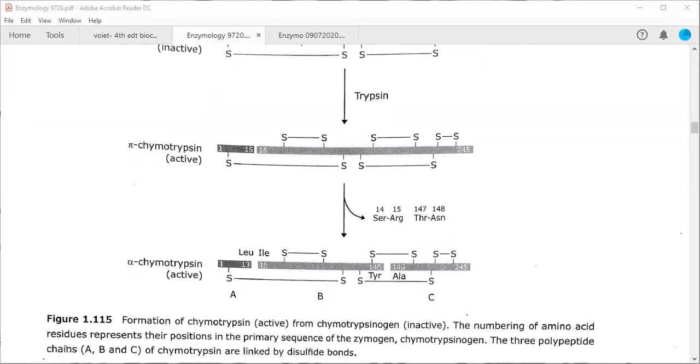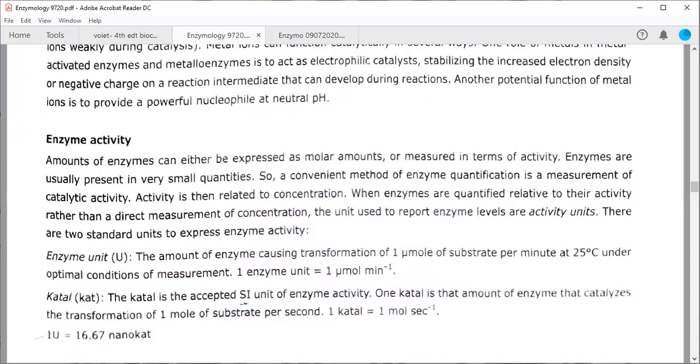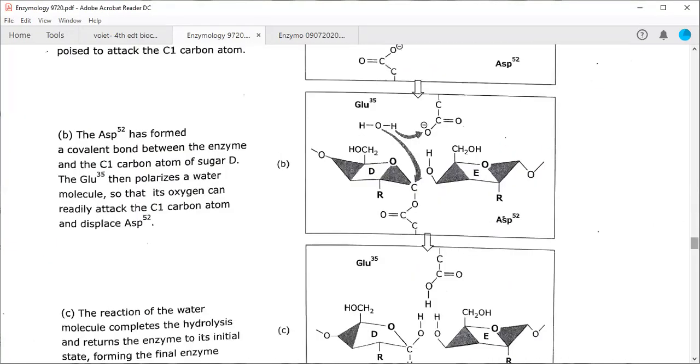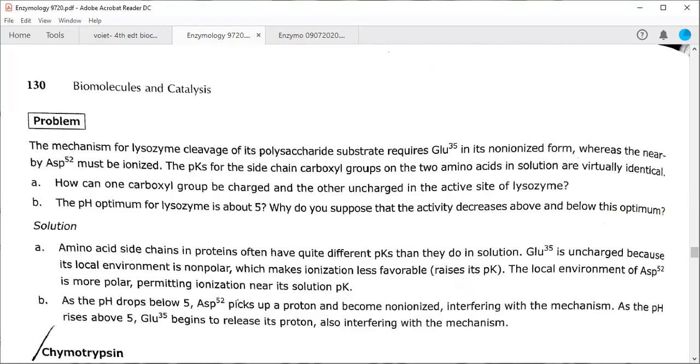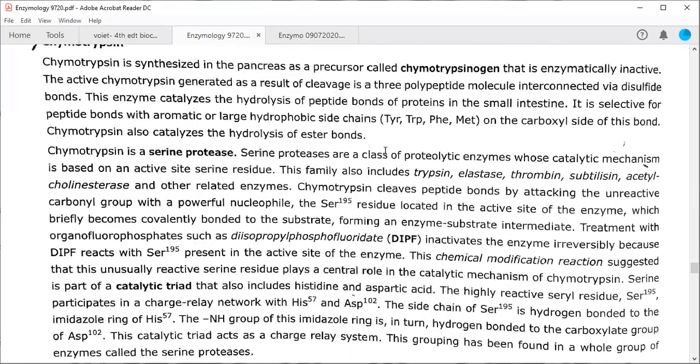So we are discussing the chymotrypsin mechanism of action. Chymotrypsin is synthesized in the pancreas. The precursor is called chymotrypsinogen, which is cleaved by trypsin to make pi chymotrypsin and then finally alpha chymotrypsin.